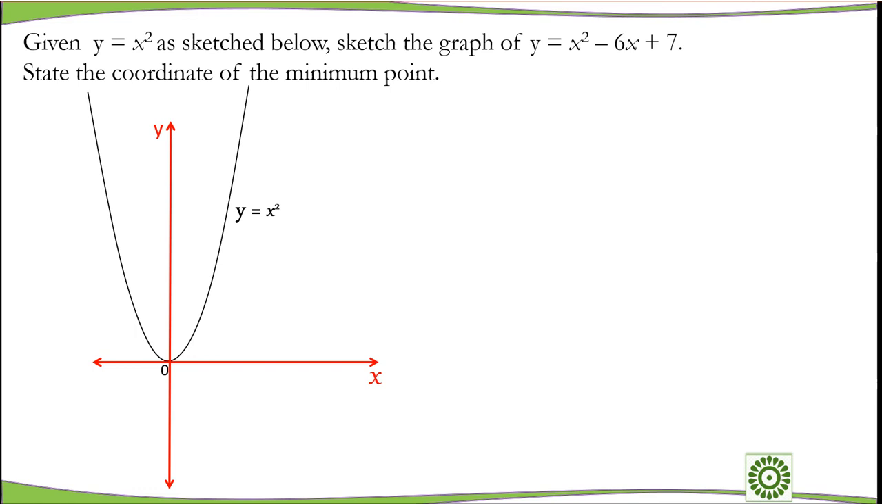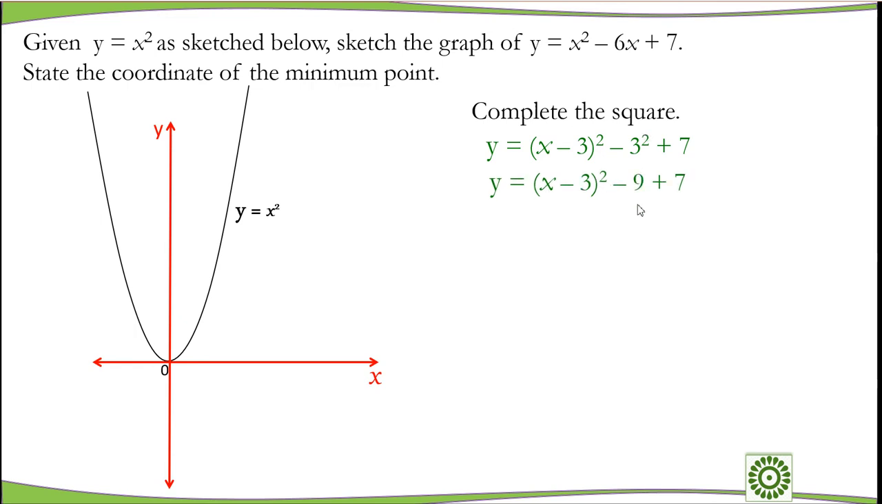To do this, we can use completing the square to understand how to transform the graph. If you don't know completing the square, I have videos, about 3 lessons spent on completing the square, so go and watch that. So to complete the square is x minus 3 all squared, then minus 3 squared plus 7. Let's work out 3 squared. That will be 9. So now minus 9 plus 7 will give us x minus 3 all squared minus 2.